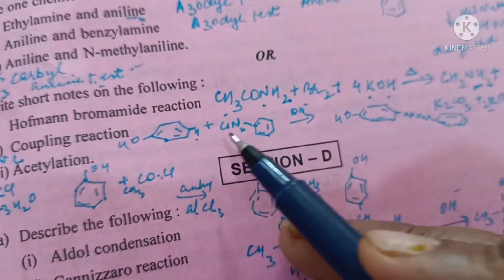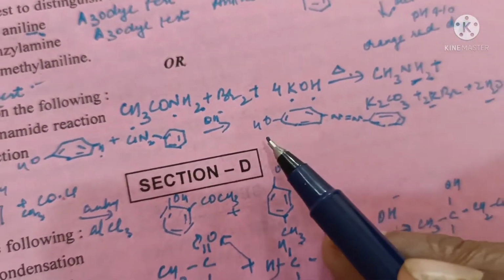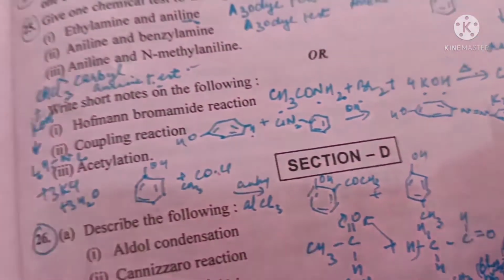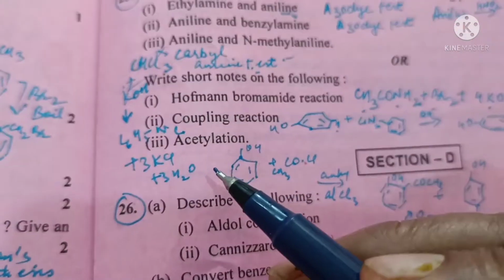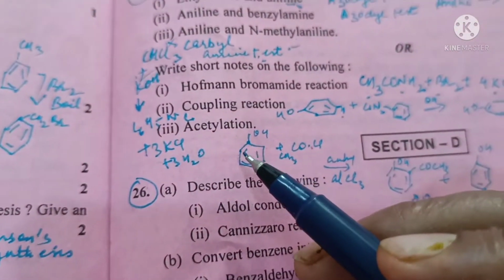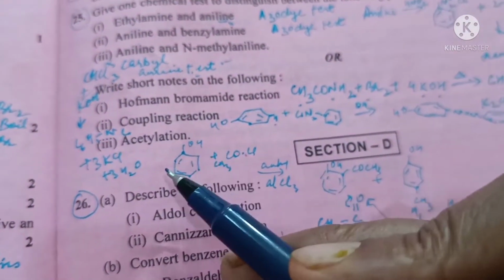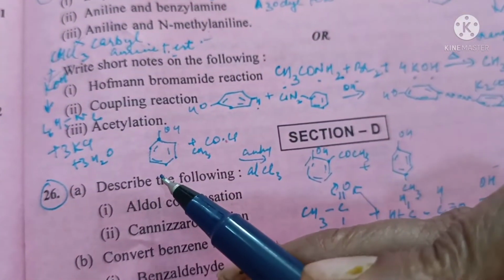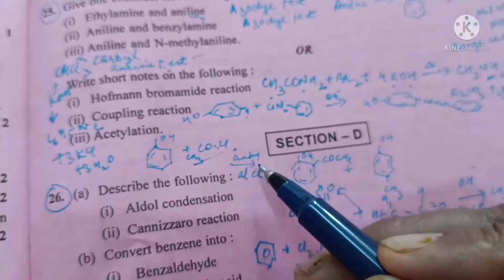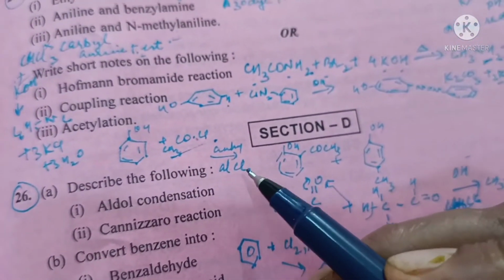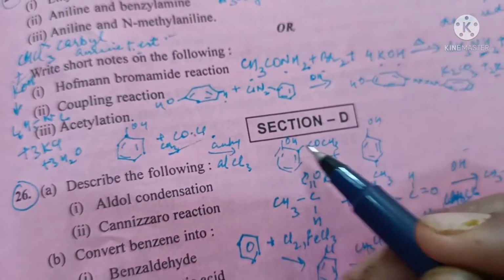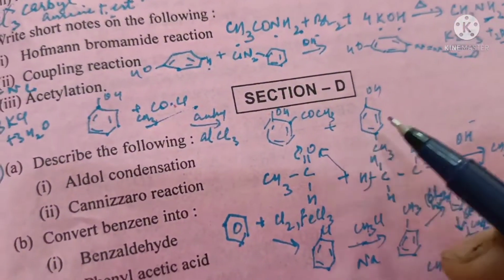In coupling reaction, benzene diazonium chloride will react with phenol in basic medium. HCl is formed and the two combine to form para-hydroxyazobenzene. This is coupling reaction. In acetylation reaction, when an aromatic compound, for example phenol, is reacted with acetyl chloride in presence of anhydrous aluminium chloride, the acetyl group gets attached at ortho and para position.